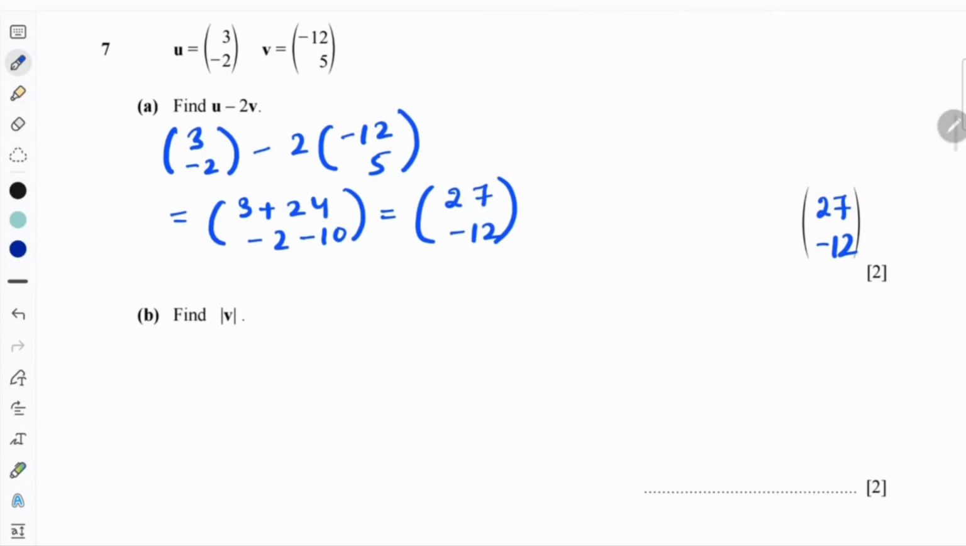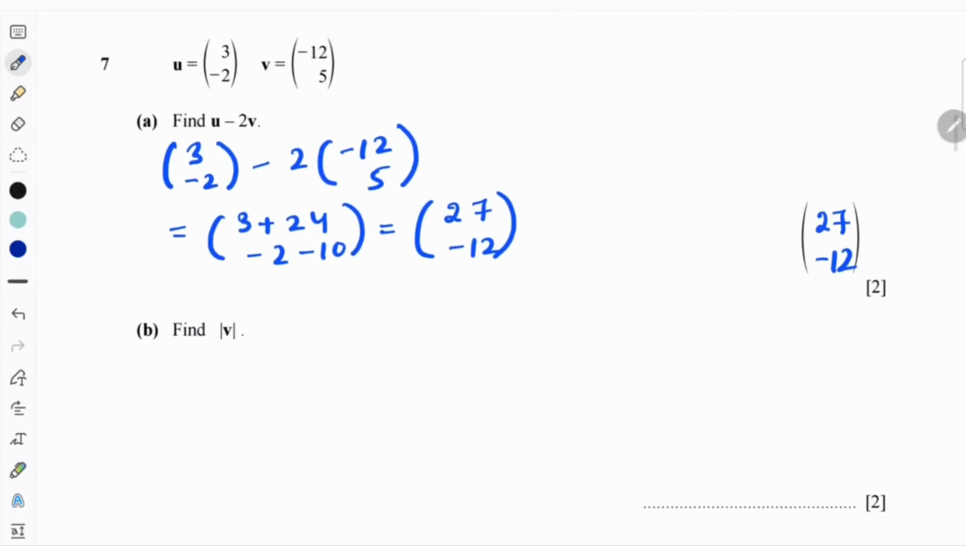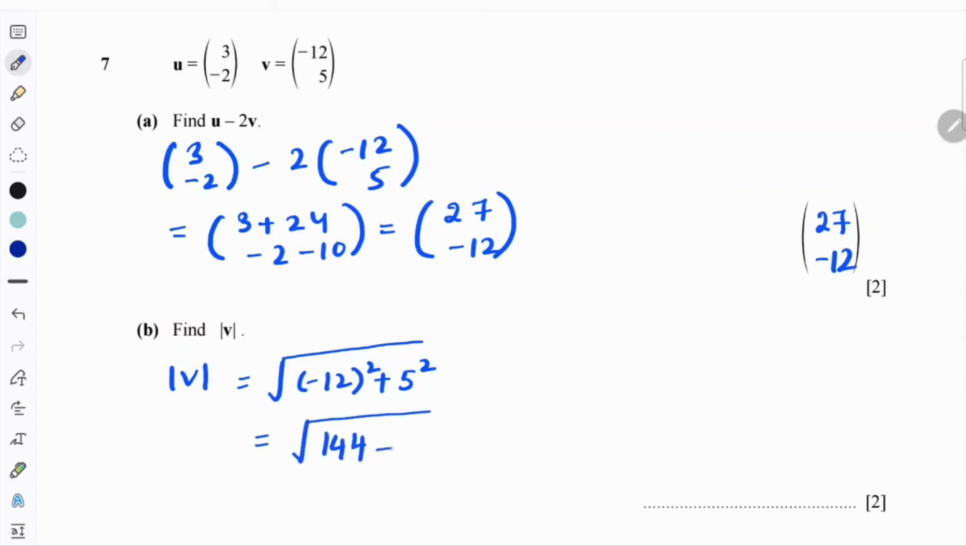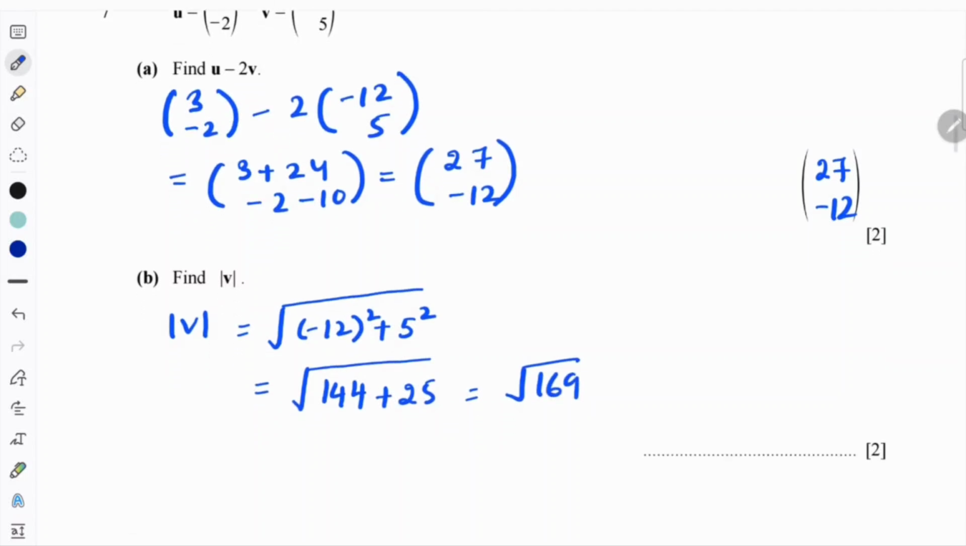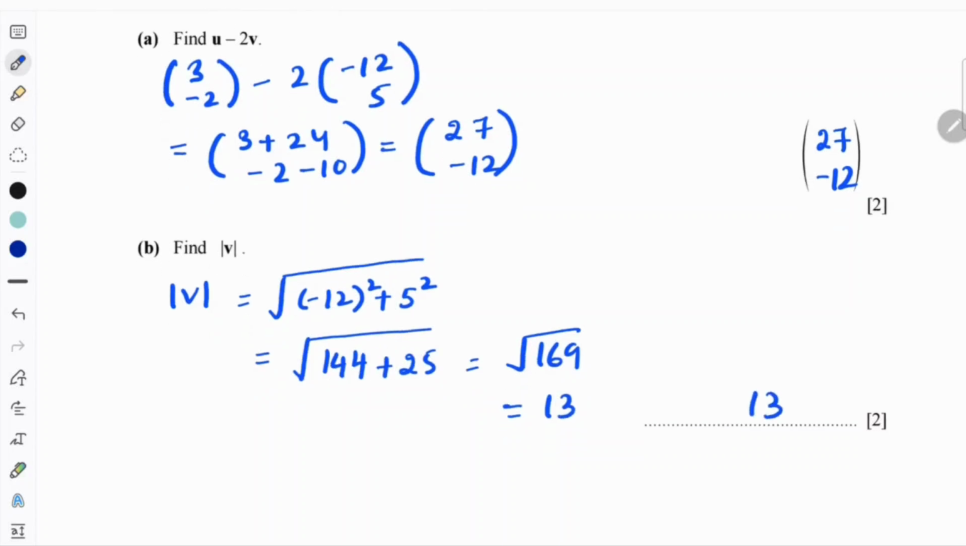Now in part B of question number 7, the magnitude of V. As we know, V is (-12, 5), so the magnitude is the square root of x squared plus y squared, which is -12 squared plus 5 squared. So -12 squared is 144 plus 25, which equals 169, and the square root of 169 is 13. So 13 is our answer.